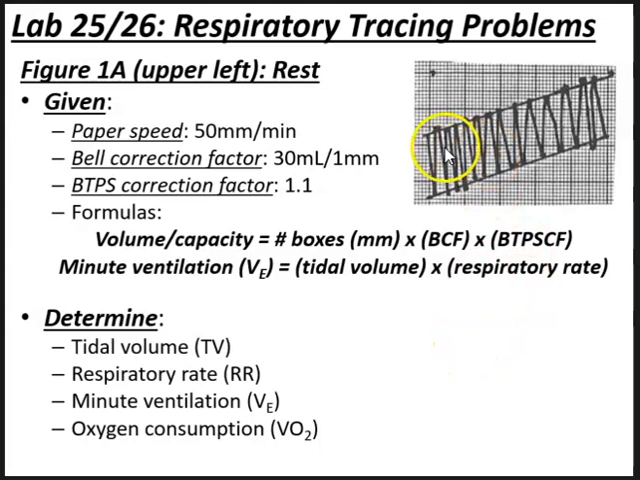So once we are able to get our tidal volume from this formula right here, we then take our respiratory rate, and then we can get the minute ventilation, or VE. We'll also be able to, just by looking at this tracing, find oxygen consumption, or VO2. And I'll go over that once we get to that tracing.